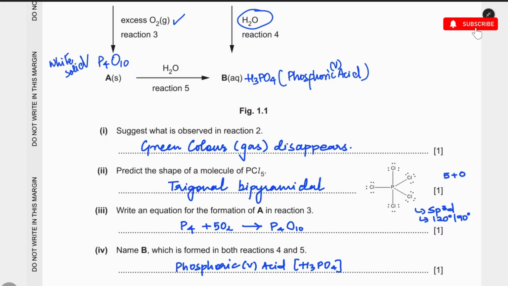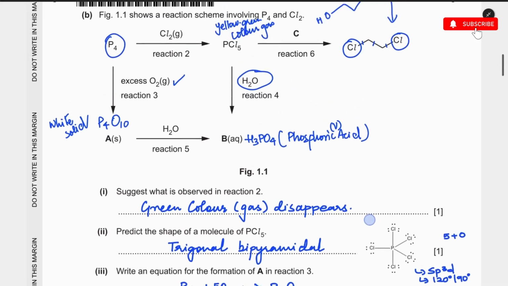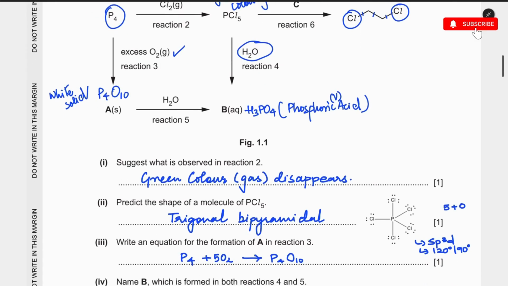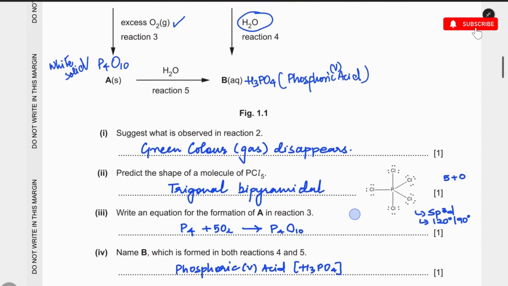Name B, which is formed in both reaction 4 and 5. Okay, in both reactions 4 and 5, we are going to get only one product, which is called H3PO4, and also we get the HCl, but we don't write that. We get H3PO4, which is phosphoric acid.